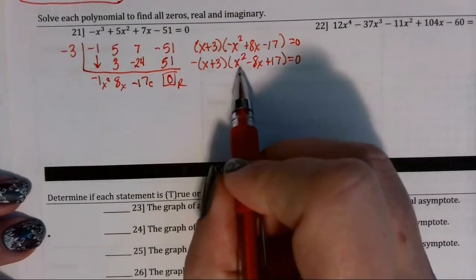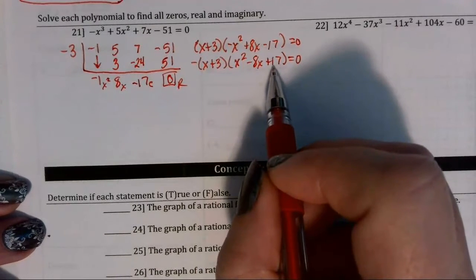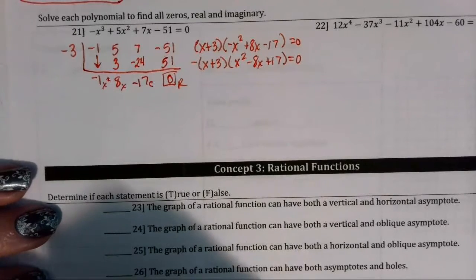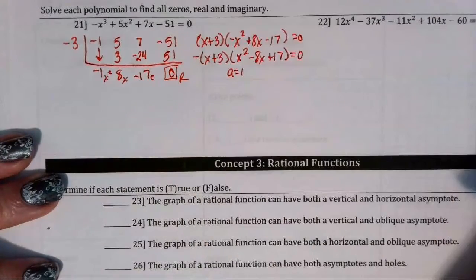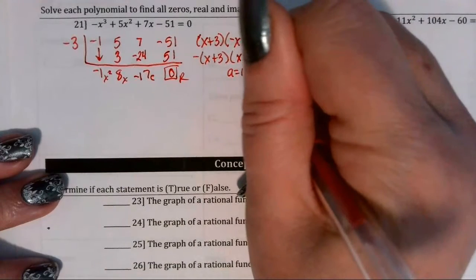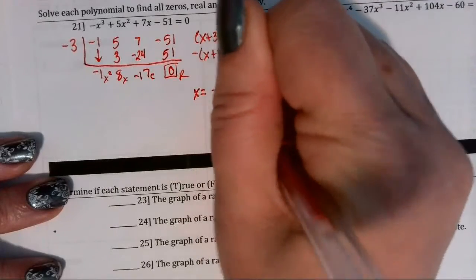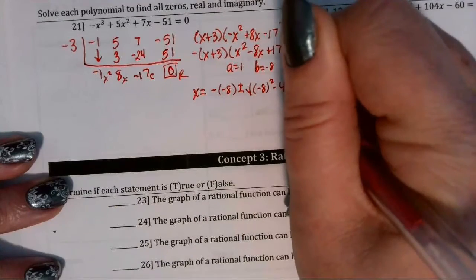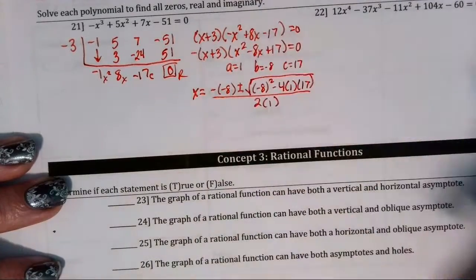And then this quadratic trinomial does not factor, right? I know from the graph because I saw there would be imaginary zeros, but I also see that there are no factors of 17 that add to equal negative 8. So we're going to use the quadratic formula where a is 1, b is negative 8, and c is my constant 17. So x equals negative b plus or minus the square root of b squared minus 4ac, and that's all divided by 2a.